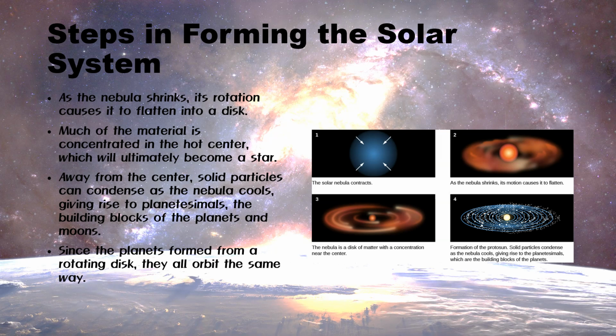Since the planets formed from a rotating disk, naturally, because it's all in the same rotating disk, they're all going to orbit in the same direction. We can see that here in our image. We have the solar nebula contracting, and as it shrinks, the motion causes it to flatten out. The nebula then becomes a disk with a concentration near the center that is going to end up becoming our star. The leftover material is going to give us our planetesimals, which will eventually lead to things like planets and moons.